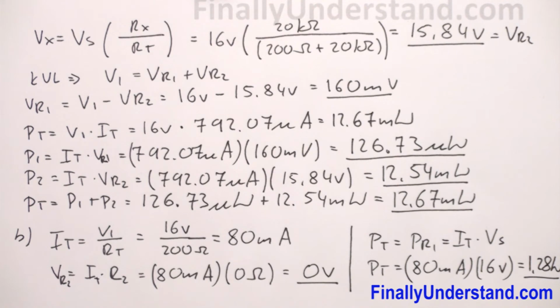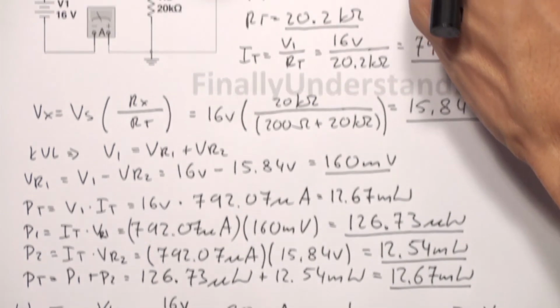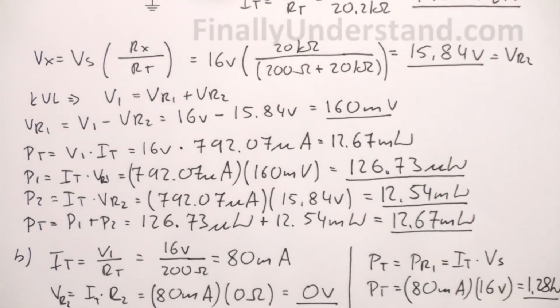P2 is equal to 0, because the voltage across the resistor is 0 and the resistance is equal to 0, so we can say that power is equal to 0, because power is equal to current times voltage. If the voltage across resistor R2 is equal to 0, automatically the power across resistor R2 is equal to 0.